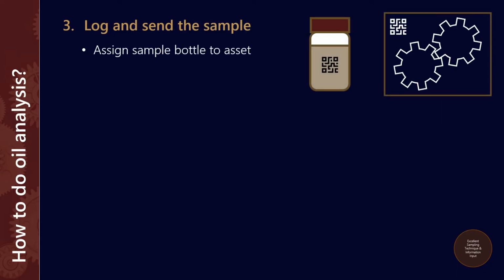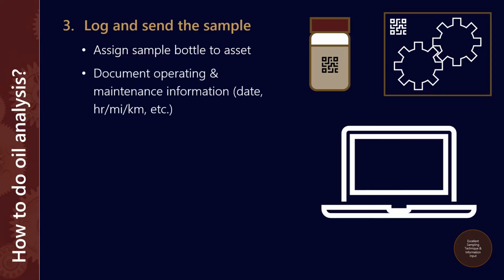Then we've got to log and send the sample. So we need to assign the bottle to an asset, right? That could be a barcode, it could be a QR code for some of the more modern used oil analysis programs. But either way, you need to assign the bottle to the asset. And then you want to document as much information as possible. So, what date was the sample taken? How many hours has the machine or the oil got on it? Maybe how many kilometers has the vehicle driven? Have you changed the oil before or after the sample? Have the filters been changed? These are all relevant data points that are really going to help when we do trend analysis.